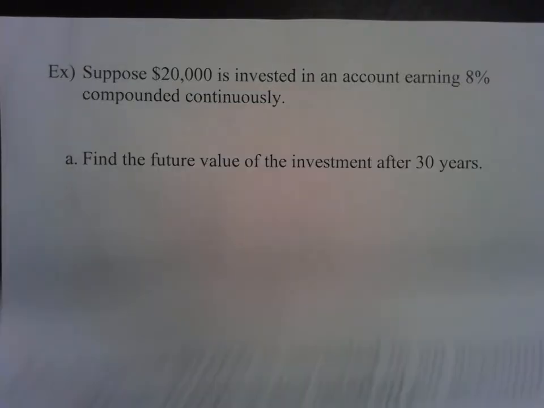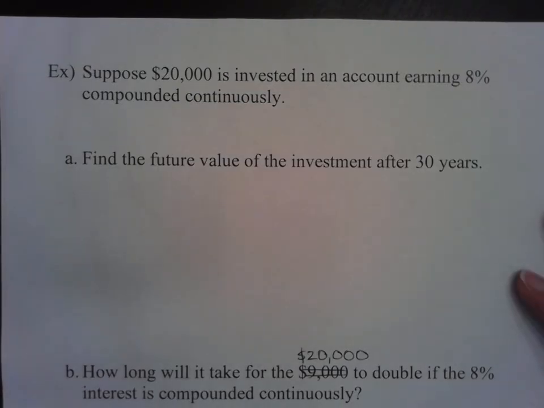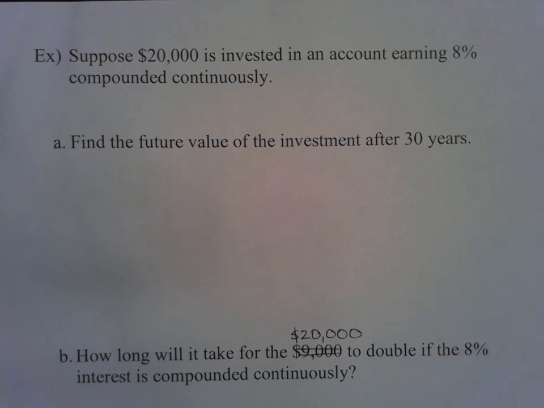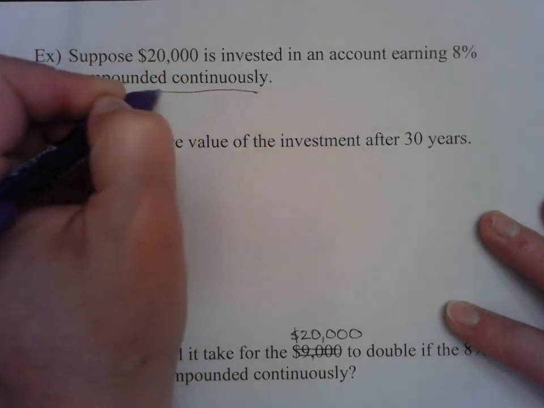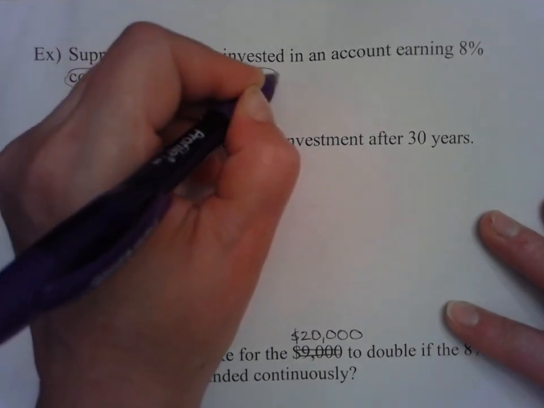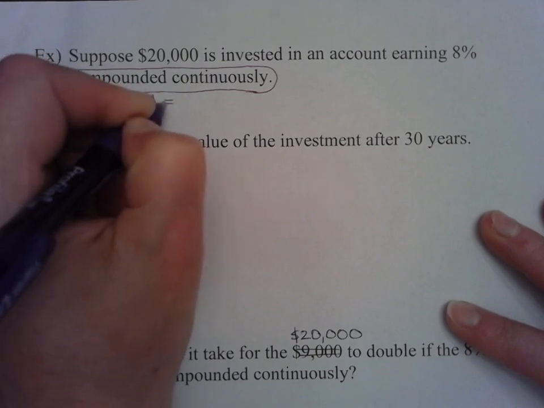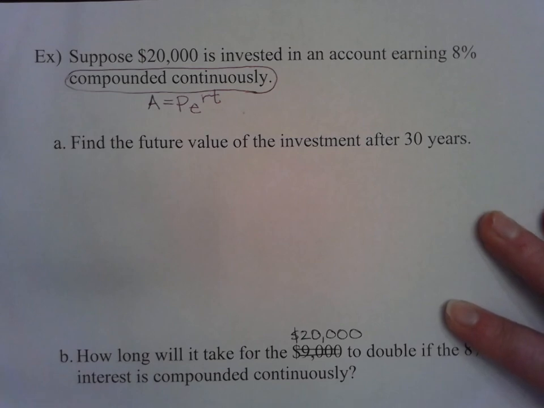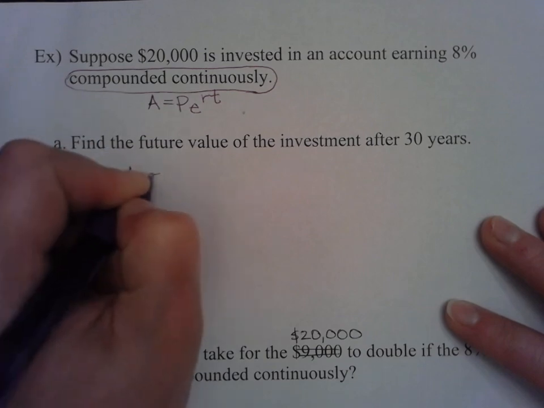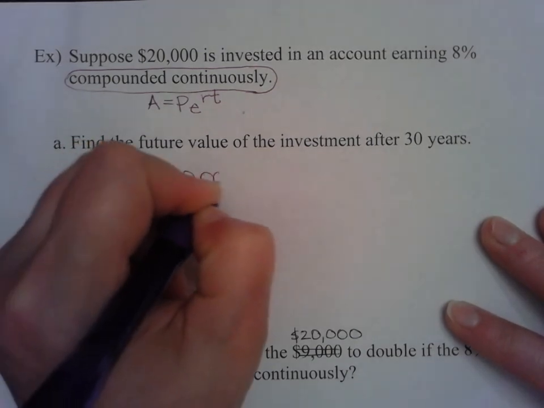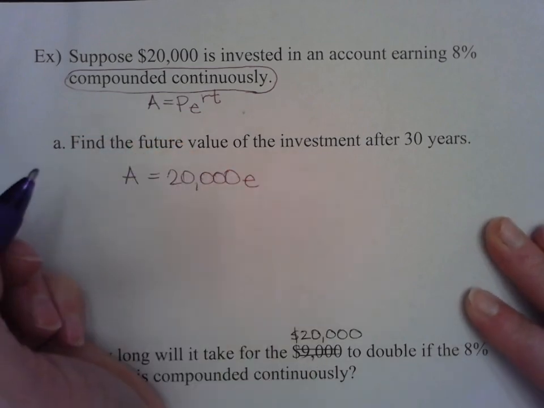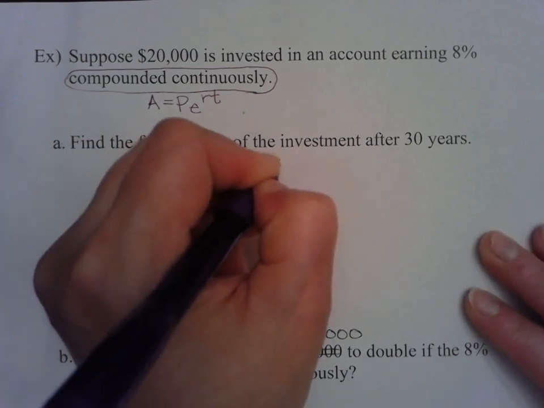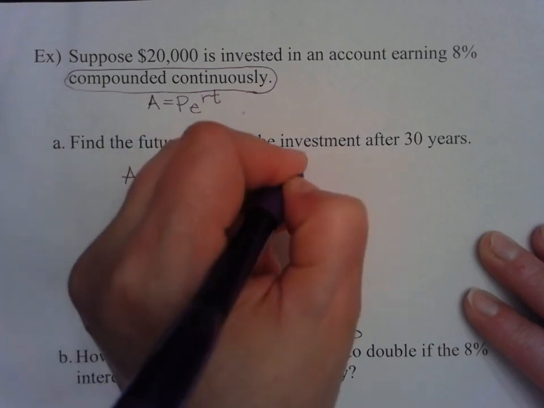All right. Let's try one more, kind of the same. Suppose 20,000 is invested in an account earning 8%, this time compounded continuously. That tells us we want to use this formula. Part A, find the future value of the investment after 30 years. So now we have $20,000, and we're earning 8%, so 0.08, times 30.